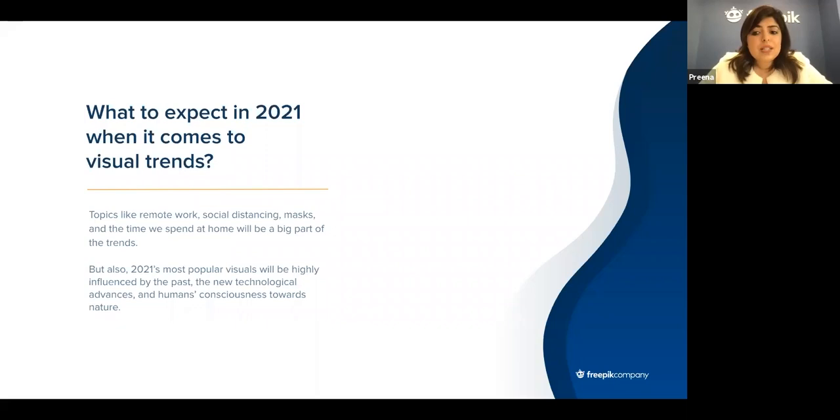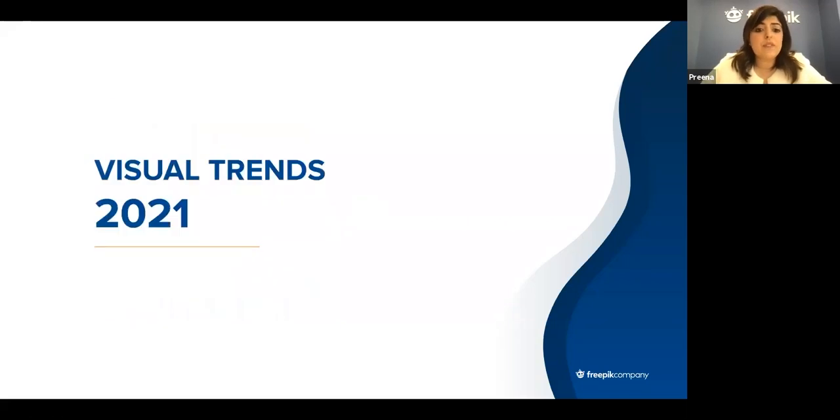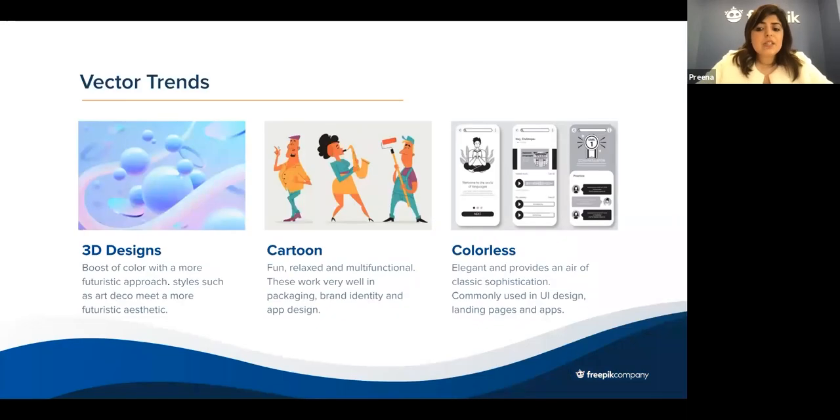Now let's see what trends look like in 2021 based on the type of resource. Let's start with vectors. In vectors, this trend is a point of union between the past and the evolution, where styles such as Art Deco meet a more futuristic aesthetic, usually represented with a boost of colors, and that challenge the creativity of designers. Another trend that gives a more fun, relaxed, and multifunctional look is the cartoon theme. They work really well in packaging, in brand identity, or in app designs.